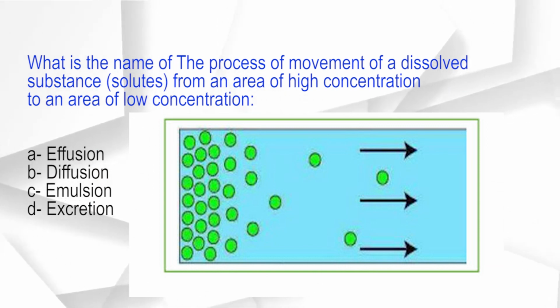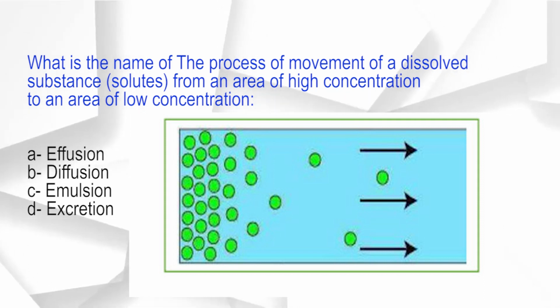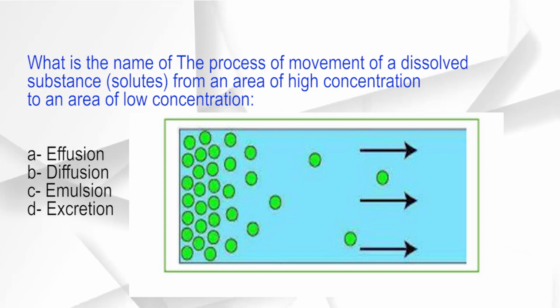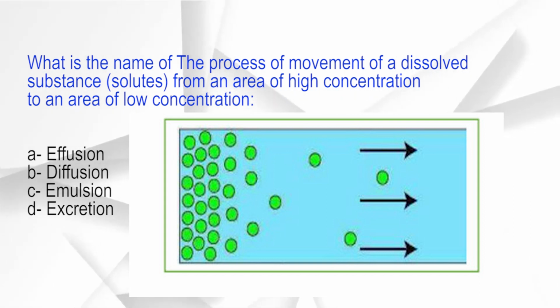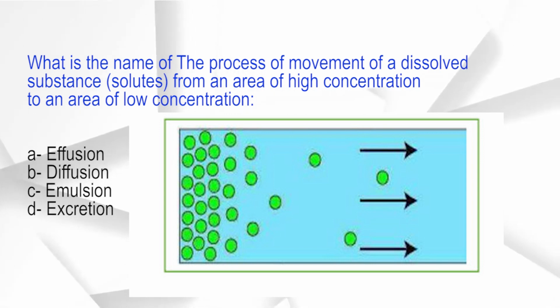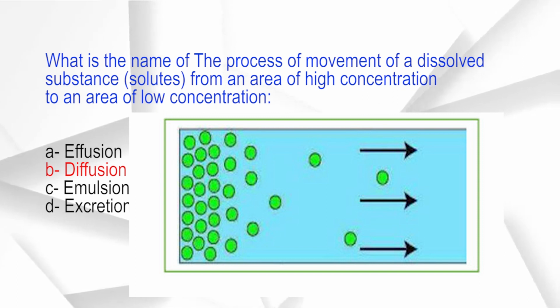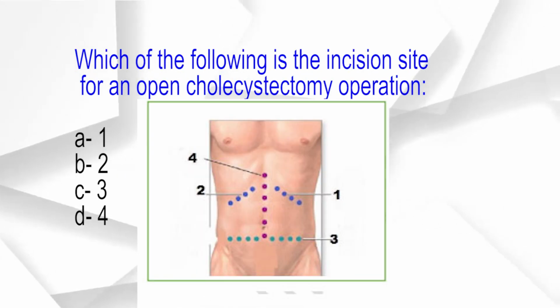Guys, here our next question. What is the name of the process of movement of a dissolved substance, solutes, from an area of high concentration to an area of low concentration? Answer. The options are A. Effusion, B. Diffusion, C. Emulsion, D. Excretion. And the correct answer is option B. Diffusion.